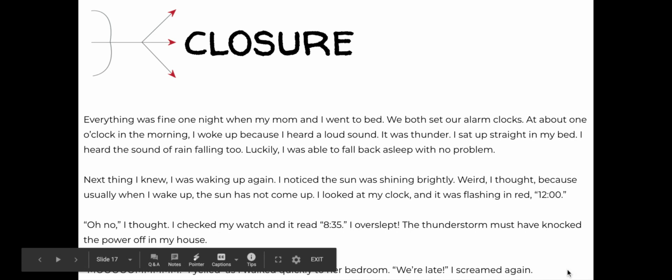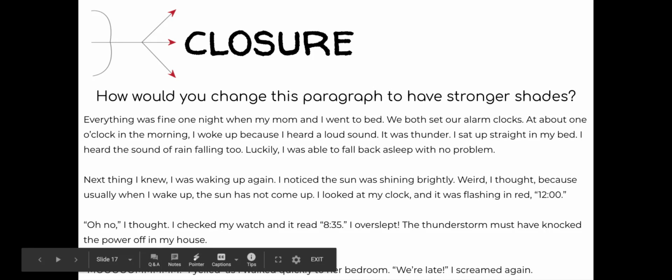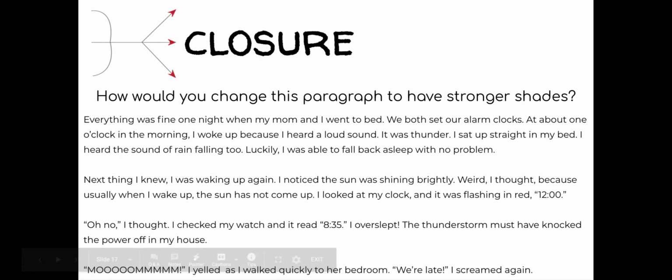So with this paragraph, let's think about some of the weaker words that maybe we can change to stronger shades. And like I said, there's really no wrong or right answer. So I want you to work together or work on your own, maybe work with someone at home, on thinking about what you might change to make the writing more vivid with stronger words.